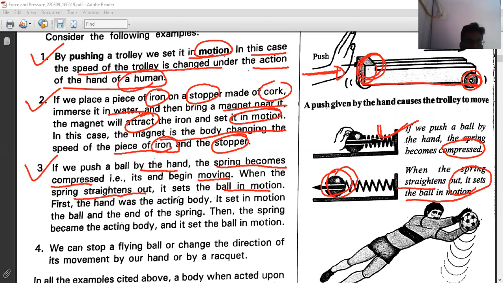First the hand was the acting body that set the end of the spring in motion. Then the spring becomes the acting body and sets into motion. In both cases, when we are compressing it or when it is stretching, it gets into motion.